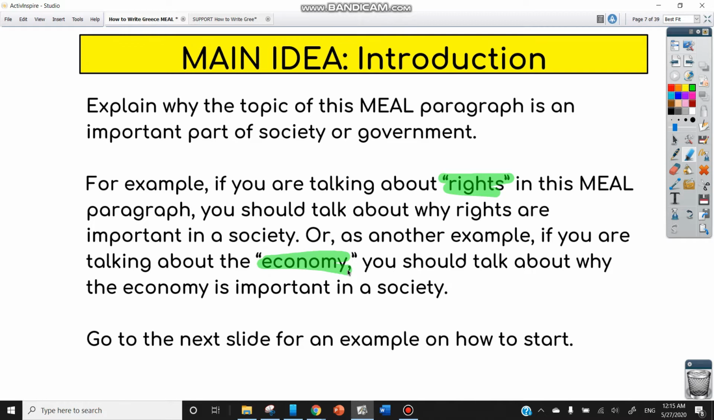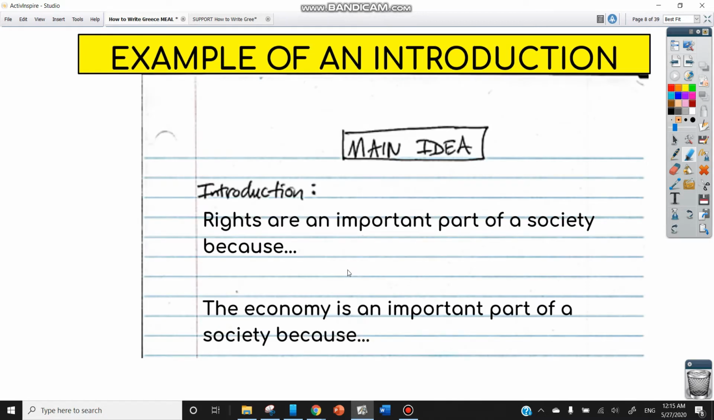So let's take this example of rights and economy in order for you to understand how to do the introduction. You can do it very simply just by, and I gave you 2 examples here, but remember it all depends on what the claim is about. So for example, I wrote here, rights are an important part of a society because.